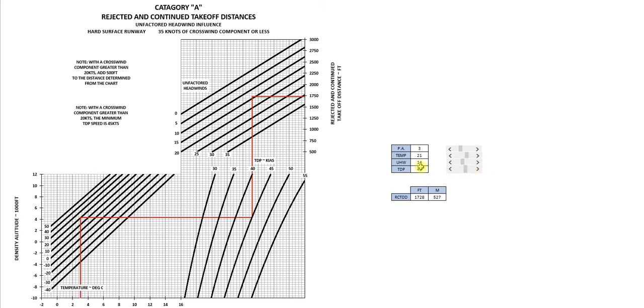And TDP. We always used to use 45 TDP, but it is a variable TDP, so you can change it here and you'll see TDPs on this scale. And you'll get your answer. So rejected and continued takeoff distance in feet and meters, 513 for these inputs.